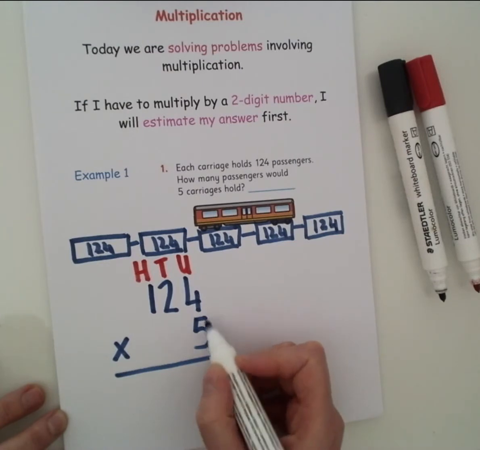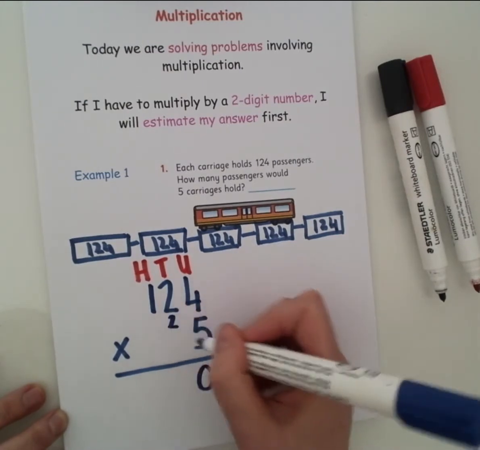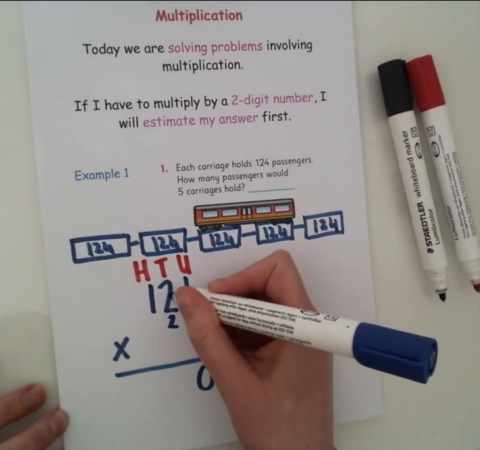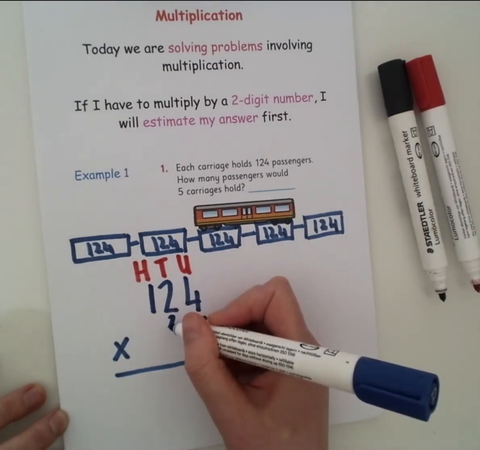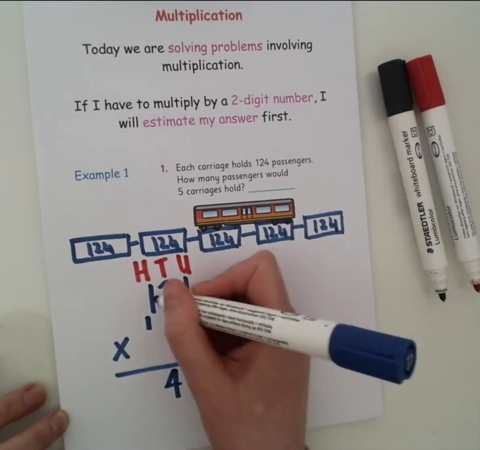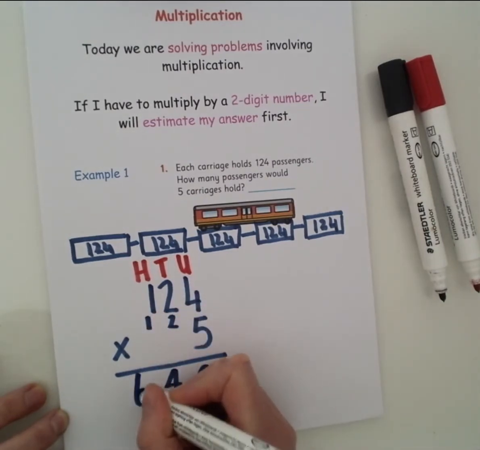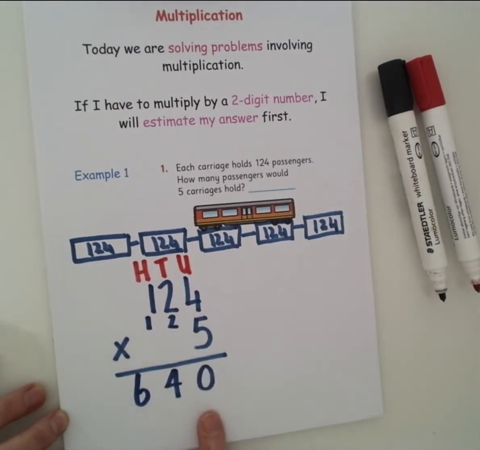Okay, so 5 multiplied by 4 is 20. Put down my 0, carry my 2. 5 multiplied by 2 is 10, plus 2 is 14. Put down my 4, carry my 1. 5 multiplied by 1 is 5, plus this 1 is 6. So my answer is 640.